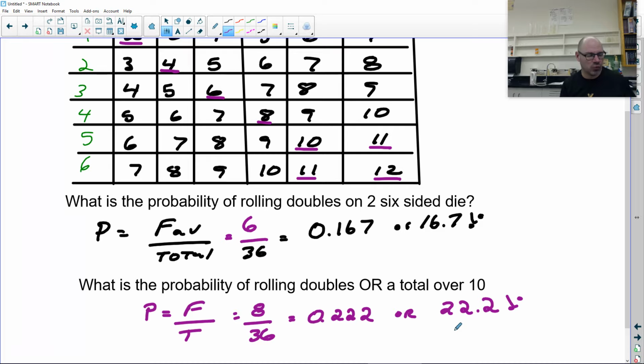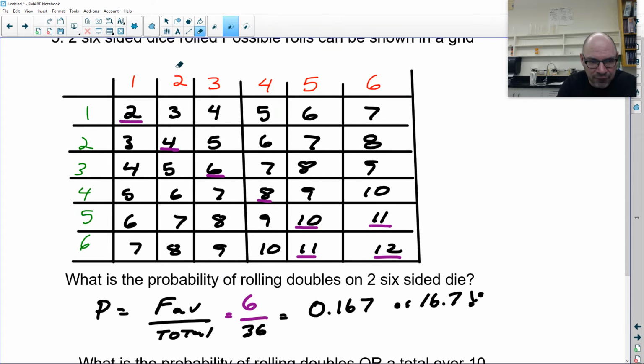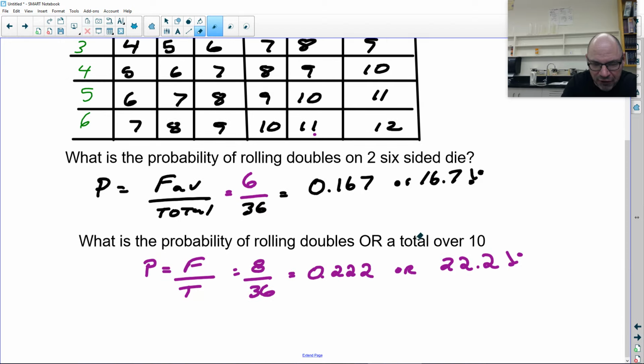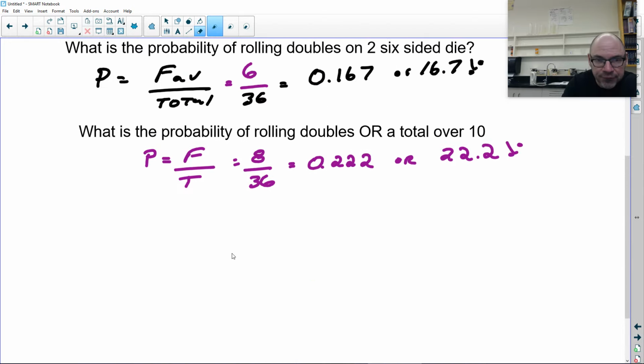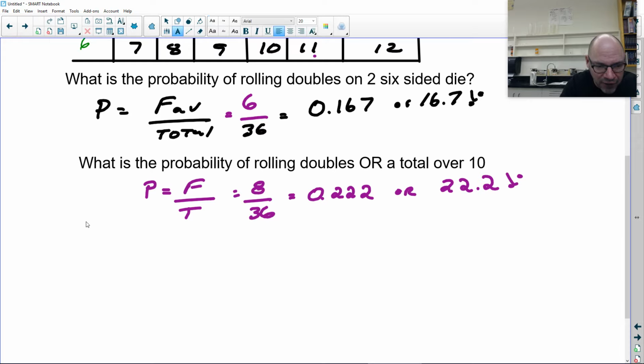Okay, let's do one more. I'm just going to erase the purple now so that we can use this chart again. Okay, so we got a clean chart that we're going to use, and try this one if you like.